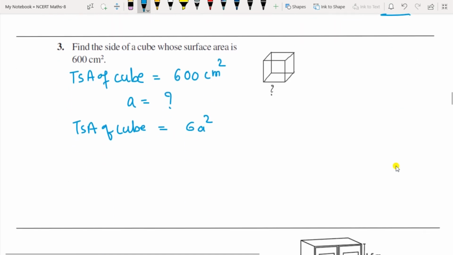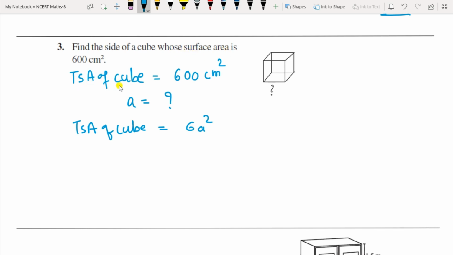Third one is find the side of a cube whose surface area is given as 600 centimeter square. Whenever in the question only surface area is written, that means it is total surface area only. So if total word is not written here, then also you have to see it as total surface area only. For lateral, they will write it as lateral surface area. But for total surface area, they will write it only as surface area.